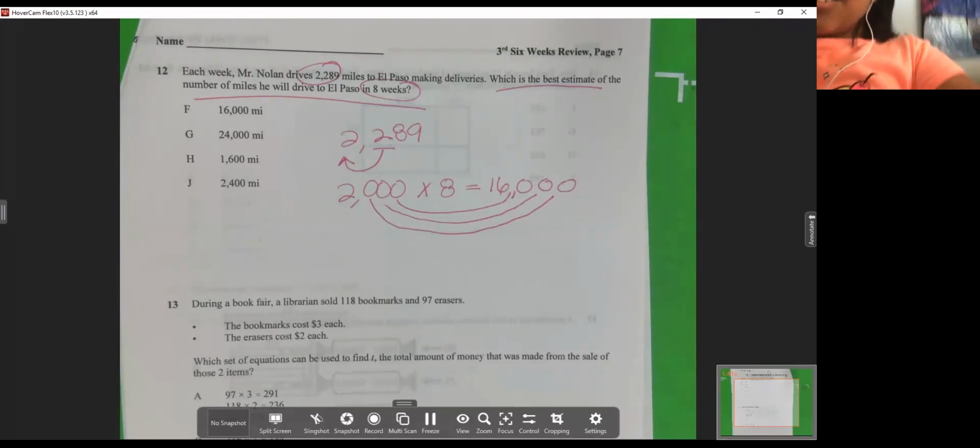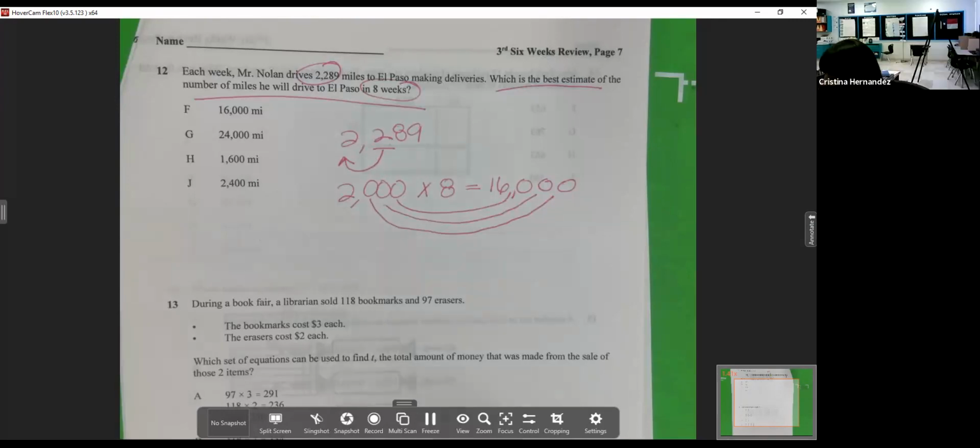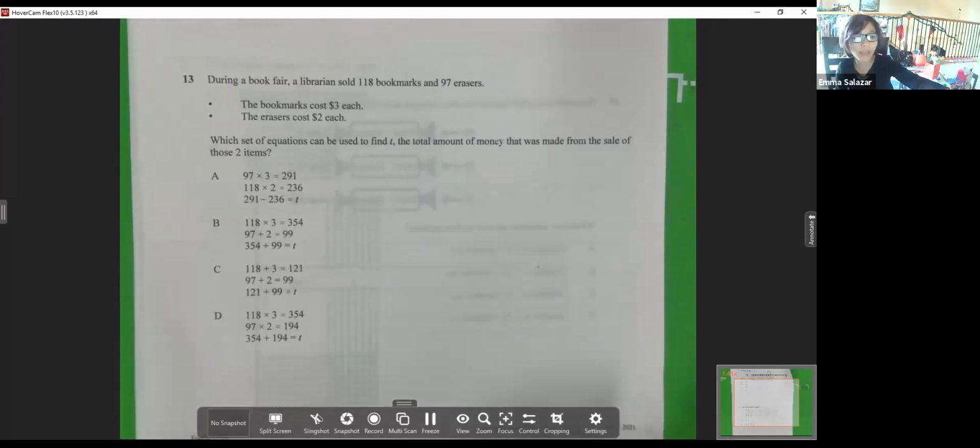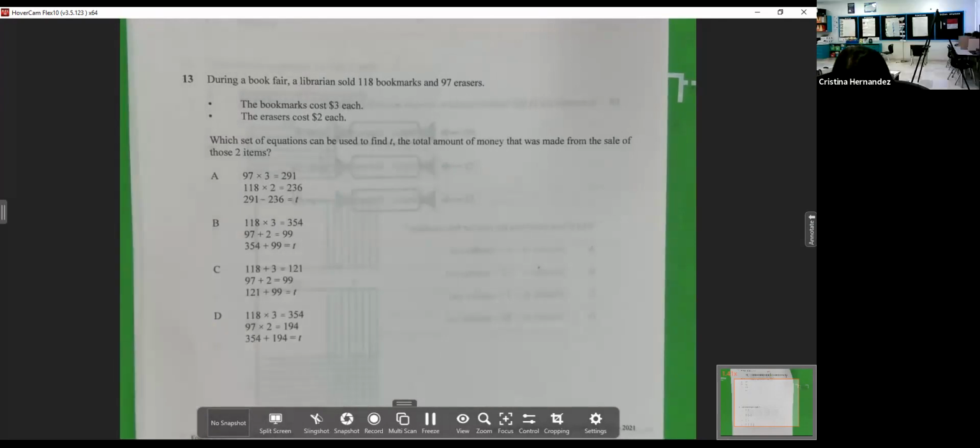I feel like 13 looks hard. It looks hard, probably because it's got a lot of words. We've done one of these before. Oh my gosh. Can somebody read it? Sorry, Miss. It kicked me out. Somebody read it. Emma?